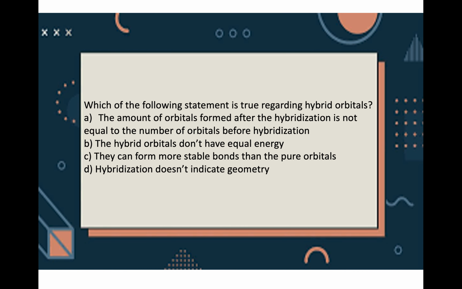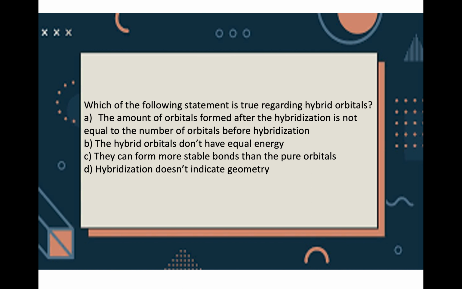Coming to the next question. Which of the following statements is true regarding hybrid orbitals? There are 4 options. The first one is, the number of orbitals formed after hybridization is not equal to the number of orbitals before hybridization. B, hybrid orbitals don't have equal energy. C, they can form more stable bonds than the pure orbitals.